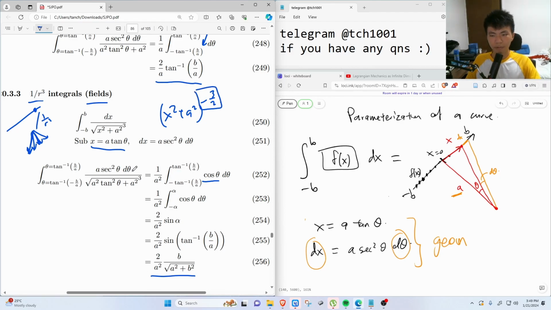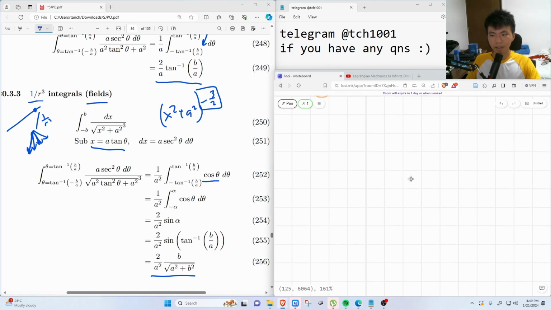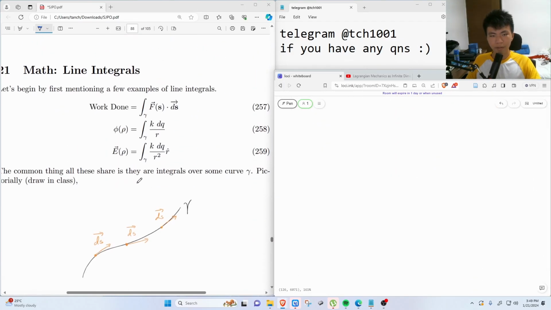Okay, so we have covered the basic integration techniques. In the next lesson, we'll cover line integrals, and that would bring us to a very nice discussion on U-substitution once again. And that also allows us to do things like work done, calculate potentials, and electric fields.